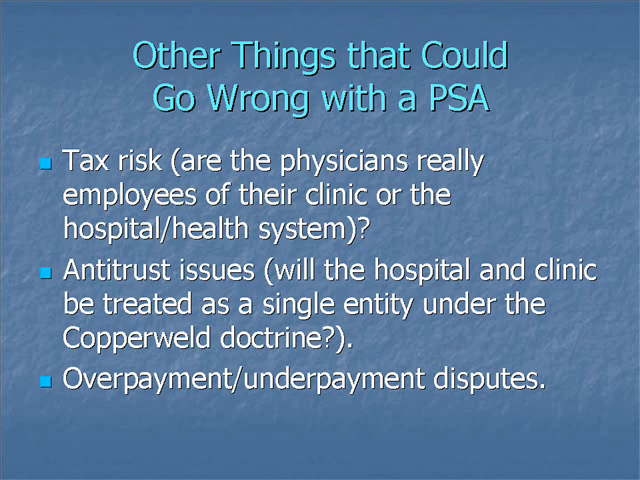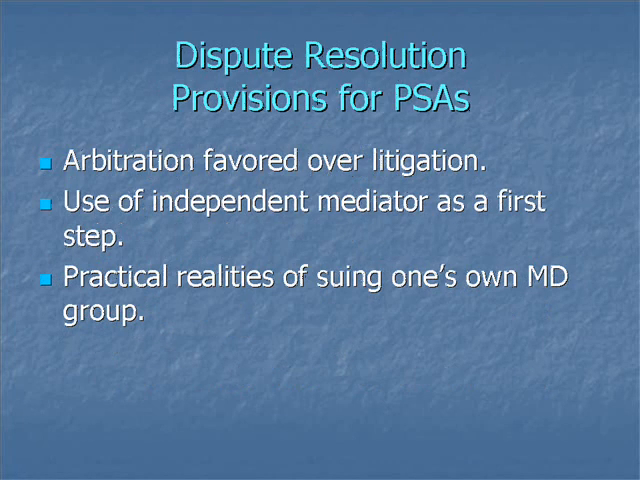Other things that could go wrong with a PSA, obviously overpayment, underpayment disputes. So language issues in the PSAs that the doctors were overpaid or the doctors feel they were underpaid. You usually include then in a PSA a dispute resolution process. I strongly favor arbitration over litigation so that you can get an arbitrator who understands and has the time to understand the sophisticated issues that are involved in these kinds of contracts. Using an independent mediator first to sort of informally try to resolve the dispute is always a good idea.